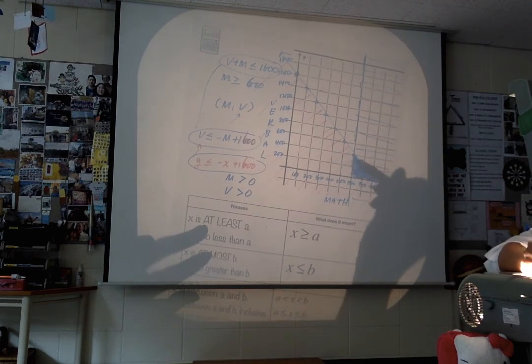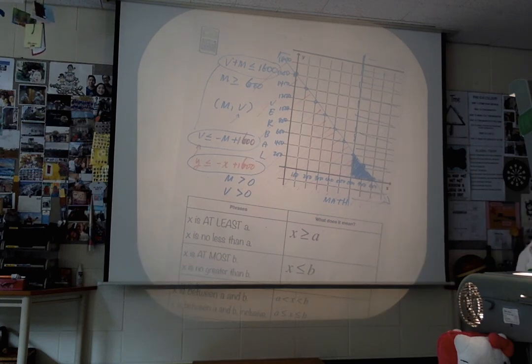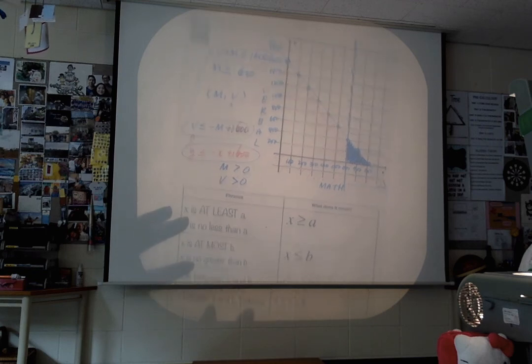That means you could get 600 on your math and 400 on your verbal. You can get 700 on your math, and you can get about 200 on your verbal. That'll be your total score, enough for you to go to your dream school. Good luck, okay?